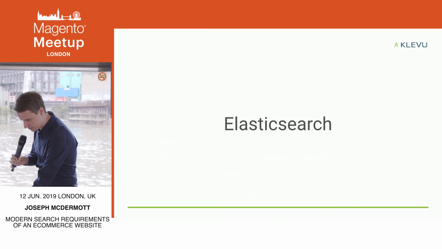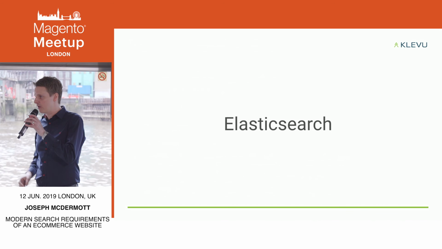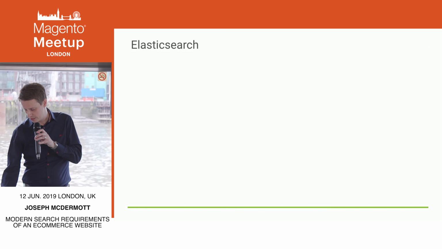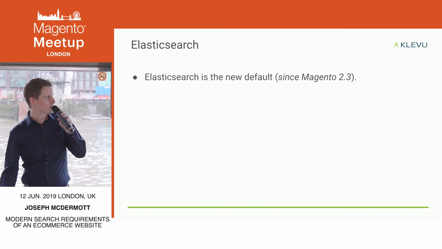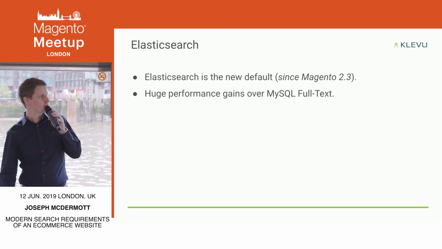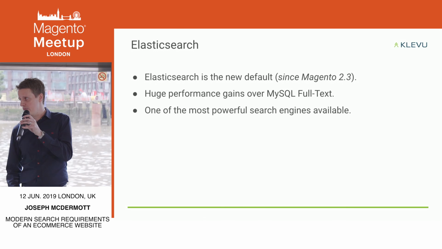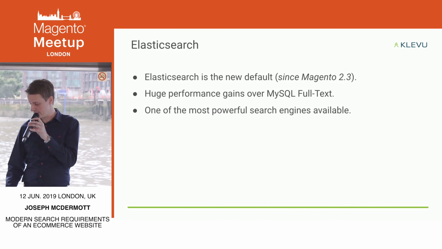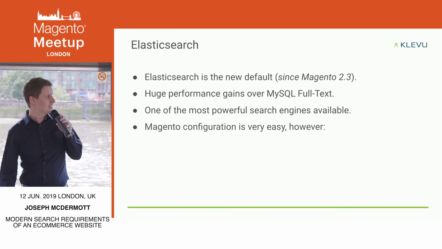Okay, so the first option that you have available in Magento is Elasticsearch, and this is what comes out of the box with Magento 2. So it's the new default search engine. It's got huge performance gains over MySQL. It's one of the most powerful open source search engines available. It's very easy to configure.